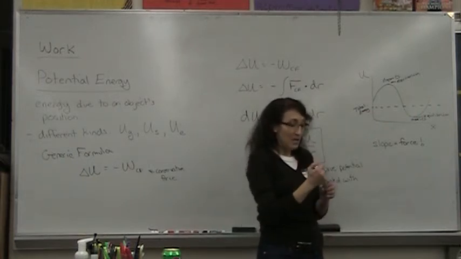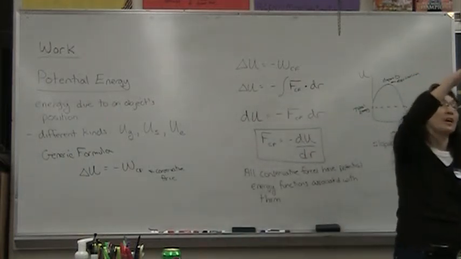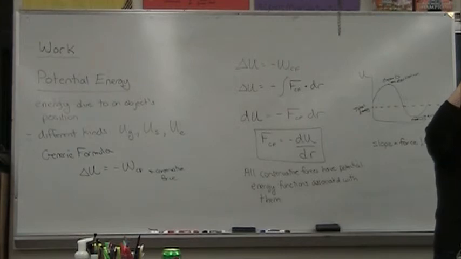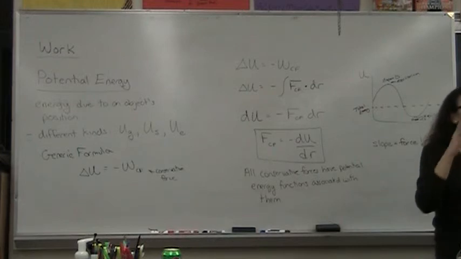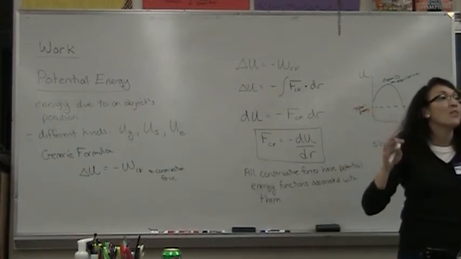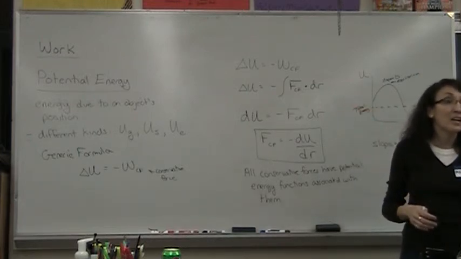Because when I have something that has potential and I let the object do what it wants to do, that energy becomes what when I let it go? What kind of energy? It becomes kinetic. So it's always going to be a trade-off. The object's going to have this stored energy, and if I let it change its position, then it's going to go back to kinetic energy.